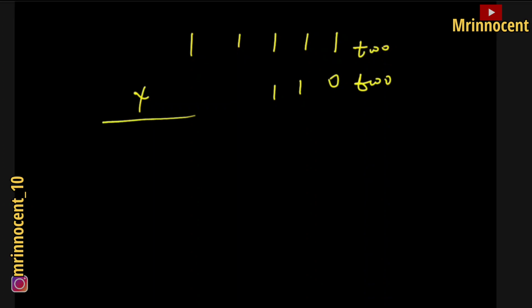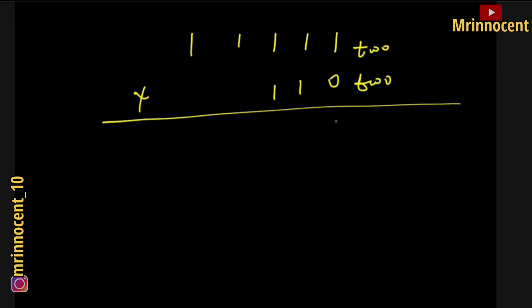Let's look at another example. We have 1 1 1 1 1 base 2 multiplied by 1 1 0, all in base 2.